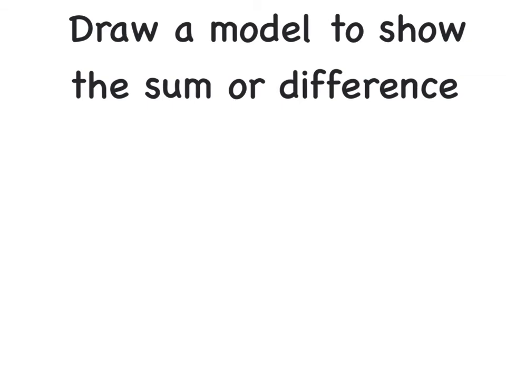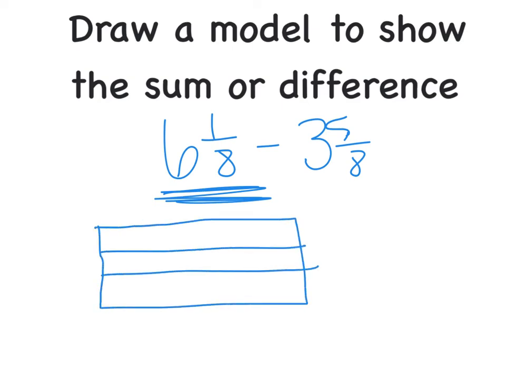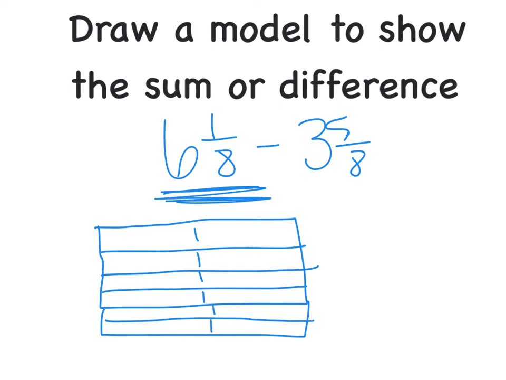Let's practice one for subtraction. If I had something like 6 and 1/8 minus 3 and 5/8, first I'm going to draw the first number. Remember, for adding, you draw two pictures. For subtracting, you draw one and cross out. So I'm going to draw 6 and 1/8. 1, 2, 3, 4 wholes. I need 2 more wholes. 5, 6. And this is about 1/8. Then I'll cross out 3 and 5/8.